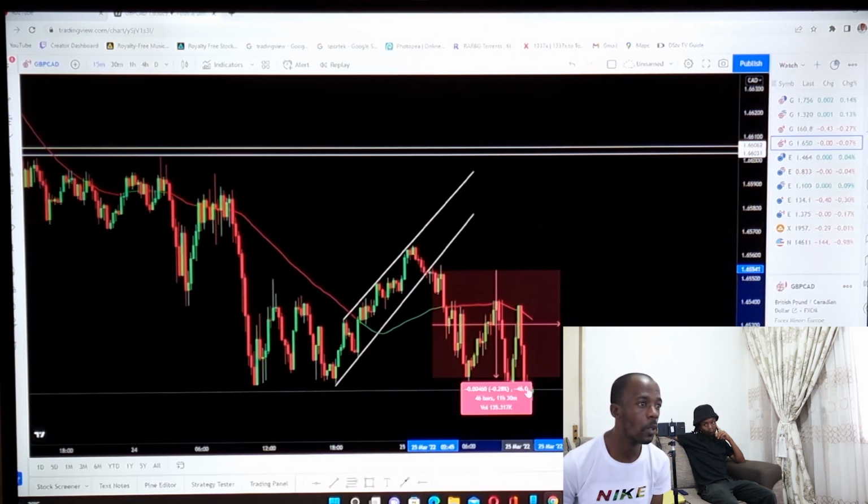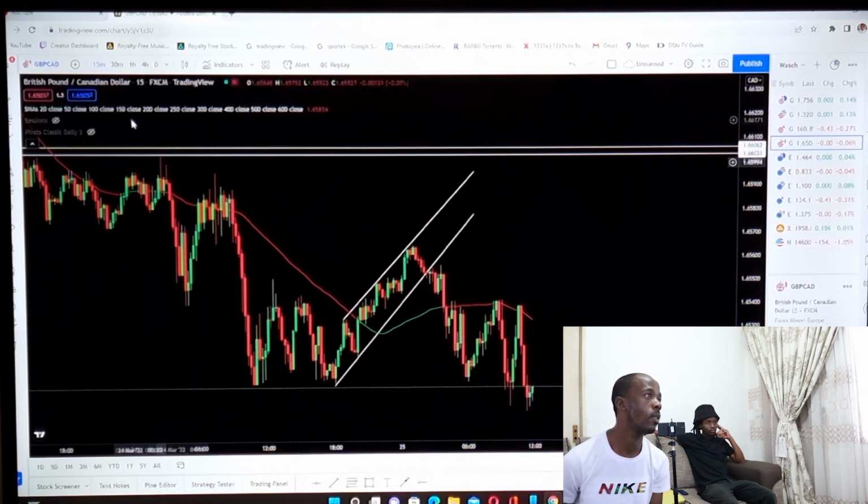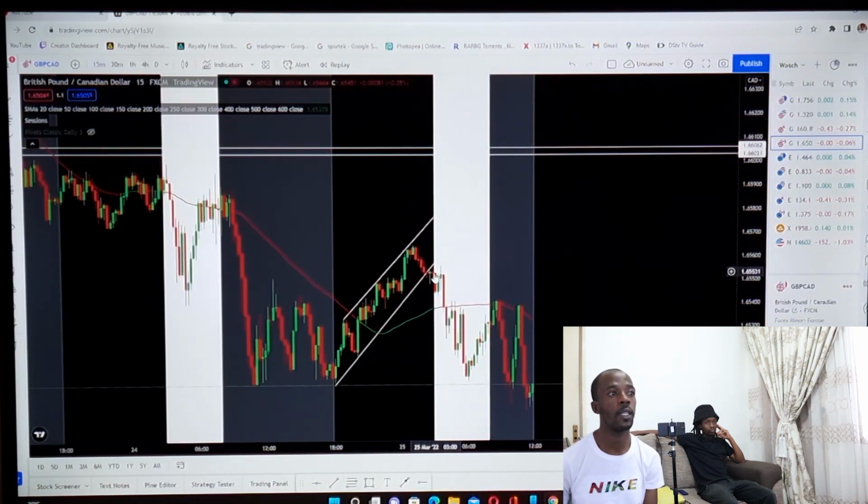Because it's 46.0. So basically, I'll check when did it start to move. Was it already on the London session or not? So it was exactly on the London session. That's where the market started to go for sell.